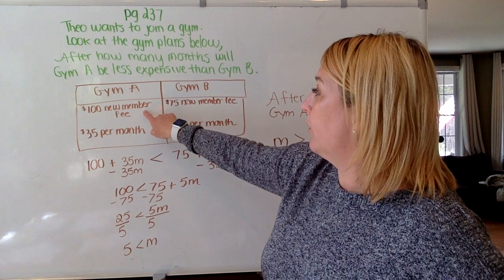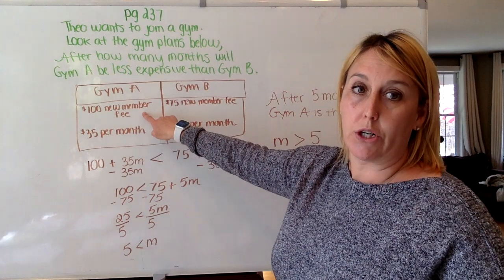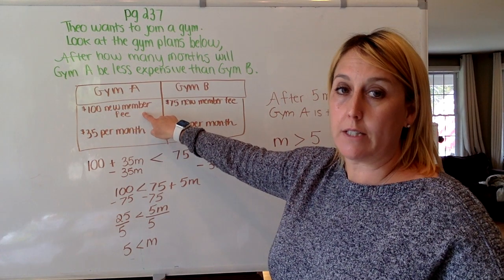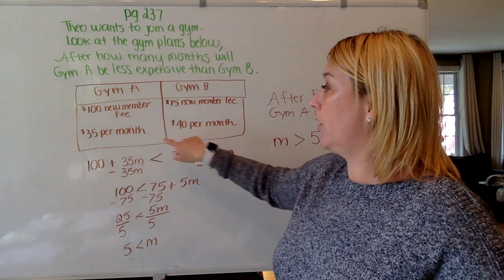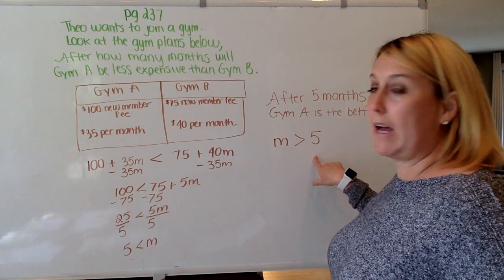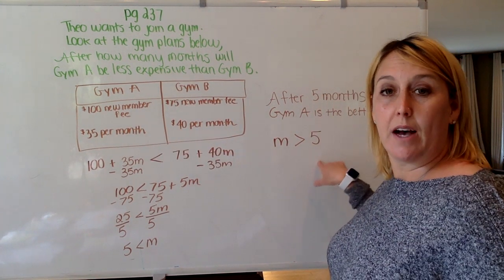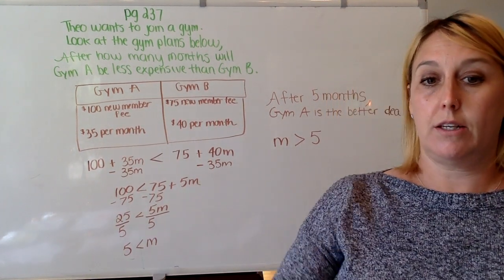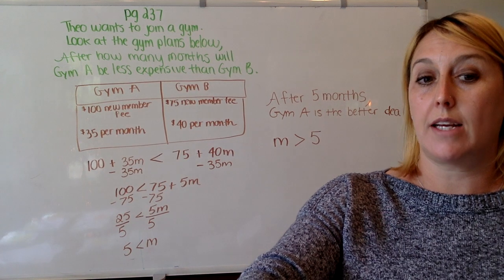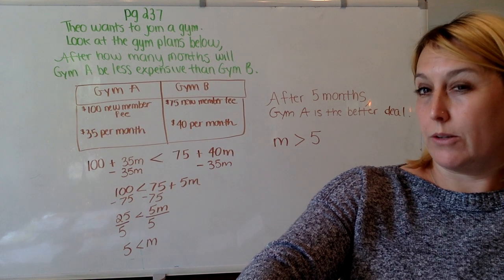And I think what you would notice is, yes, this has a larger new member fee, a larger constant, and this is a smaller constant, but it has a per month charge that's more. So after 5 months, you end up finding out that gym A is less expensive than gym B. And then you're going to try one of these on your own with a dog problem.